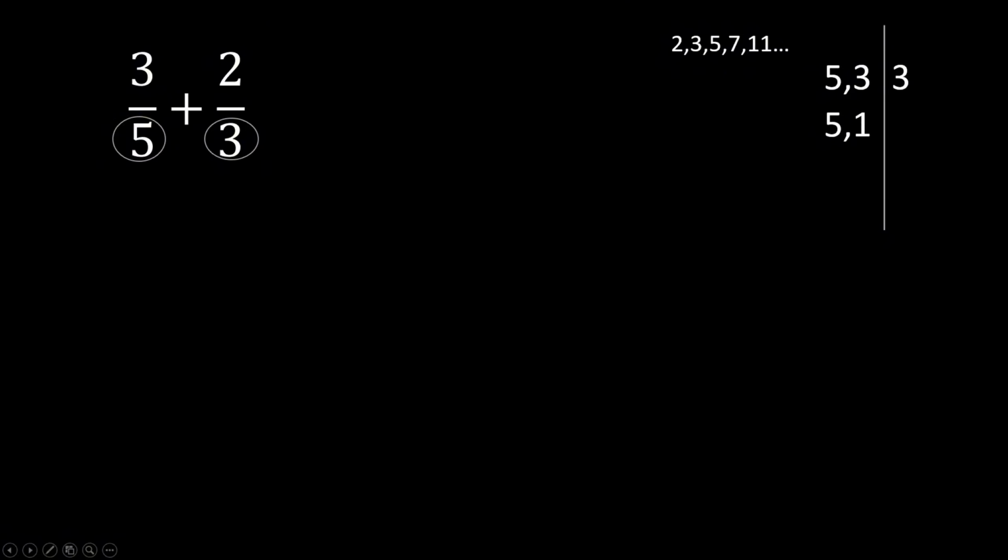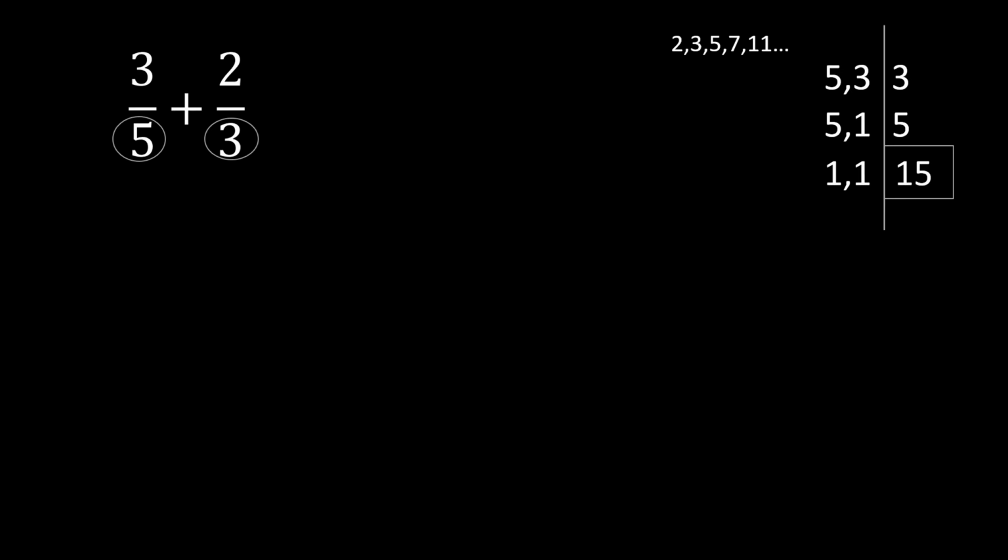We move to the next prime, 5. Only 5 is divisible, so 5 divided by 5 equals 1. Now we have 1 and 1 on the left side. That means we're done. Then we multiply all the numbers on the right side. 3 times 5 equals 15. That's our least common denominator.